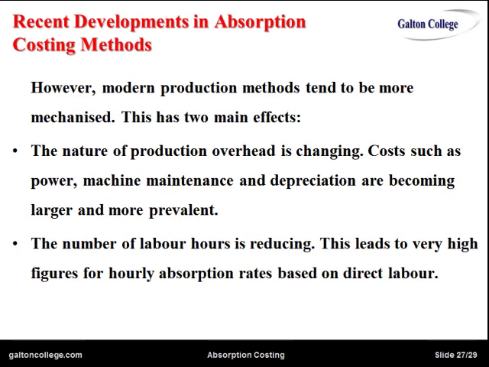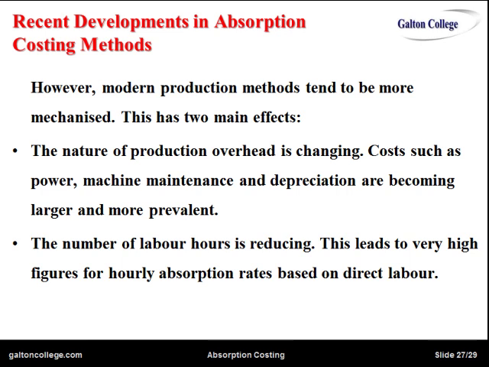There are recent developments in absorption cost methods. Modern production methods tend to be more mechanized. There are more machines and perhaps less people involved in the production process. And this has had two effects. The nature of production overhead is changing. Costs such as power, machine maintenance and depreciation are becoming larger and more prevalent, because those are really the inputs. Those are replacing labour. And also the number of labour hours is reducing. This leads to very high figures for hourly absorption rates based on direct labour, because there is less labour, so the divisor is much smaller, leading to a bigger allocation.